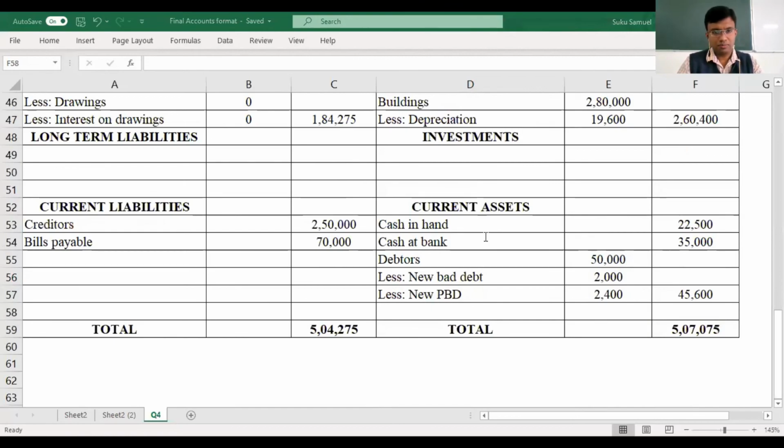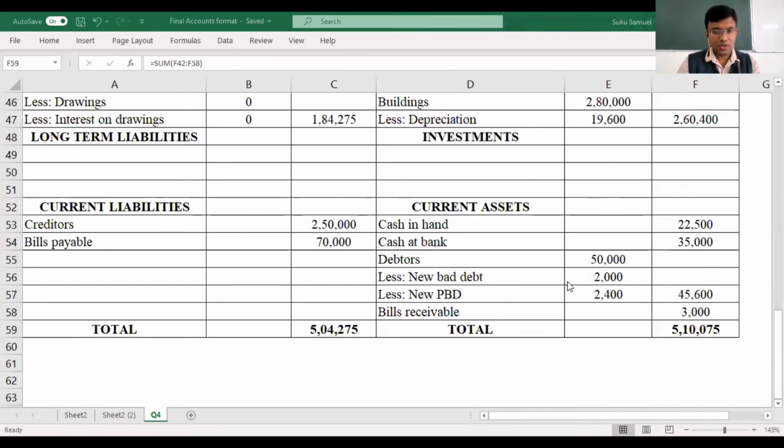Now let's see if there are any items that we have missed out on. We have to consider bills receivable. I may take a few more minutes because I have to finish off this balance sheet for you today. So bills receivable also we have considered.